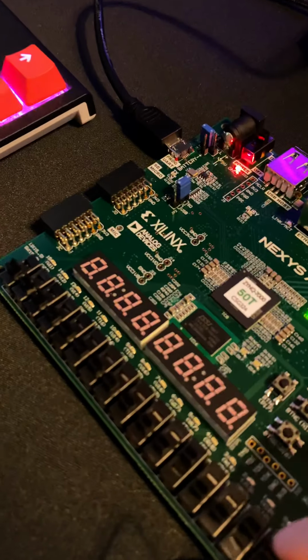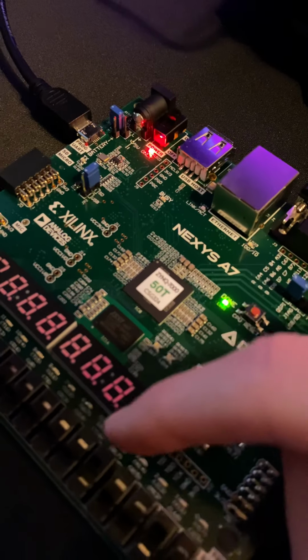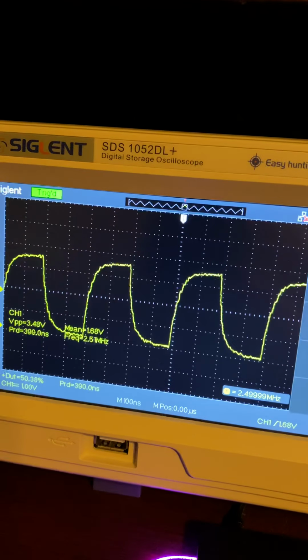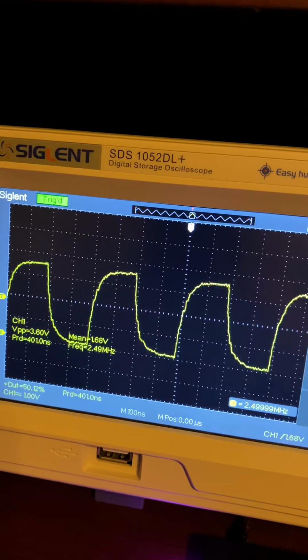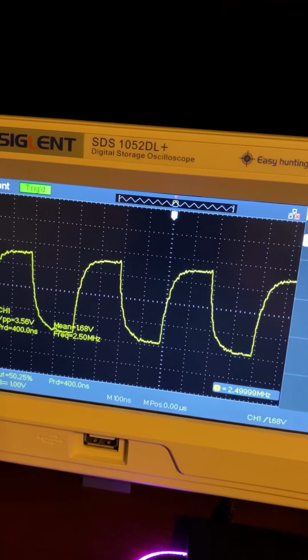I'm going to now increase N from 1 to N equal to 2. And so now, coming back, we should be expecting a 400 nanosecond period, which we see in the bottom corner, and it is high for 200 nanoseconds and low for 200 nanoseconds.